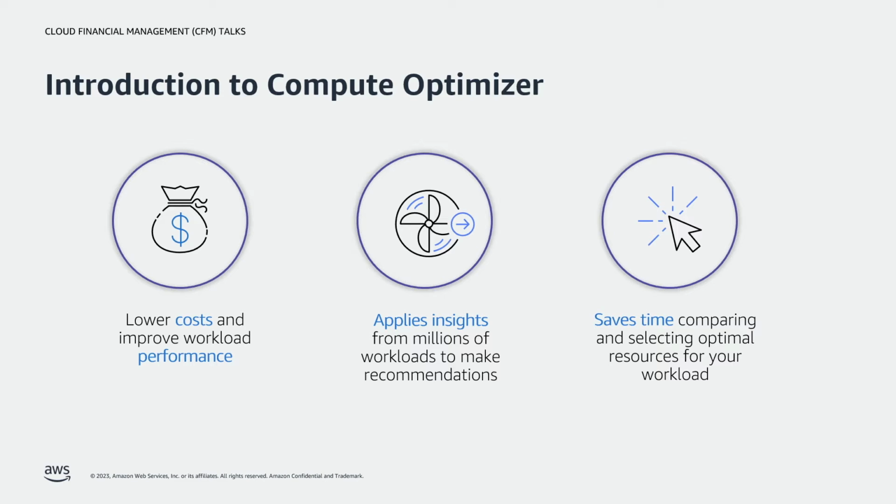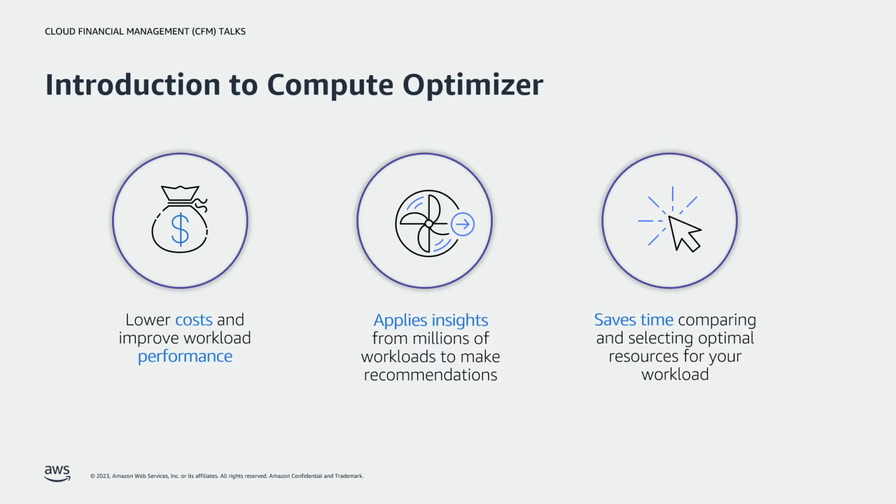Compute Optimizer applies insights for millions of workloads. This is our AI ML model that we use to determine all sorts of performance information on how certain applications work, the performance patterns and recognition of that. And that's all baked into our right sizing engine as well.